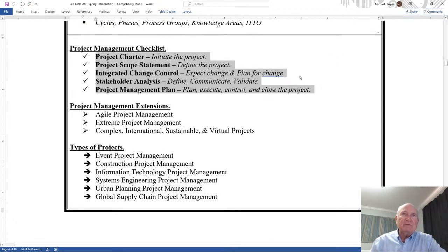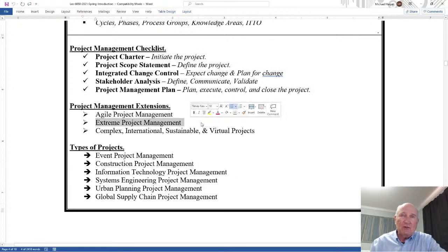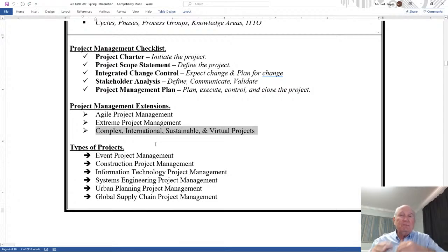Now, project management extensions. Well, we will do agile in this course, extreme in this course. But what we will not do is certain types of complex project management projects: international, sustainable, virtual projects. This goes beyond this course. I'm laying a foundation, but I mention it here because for the projects, some people may want to go in those directions and do research in those areas. And that's why there's a project.